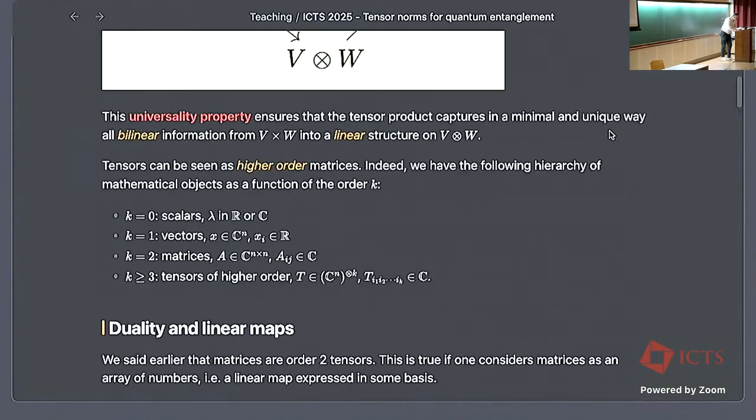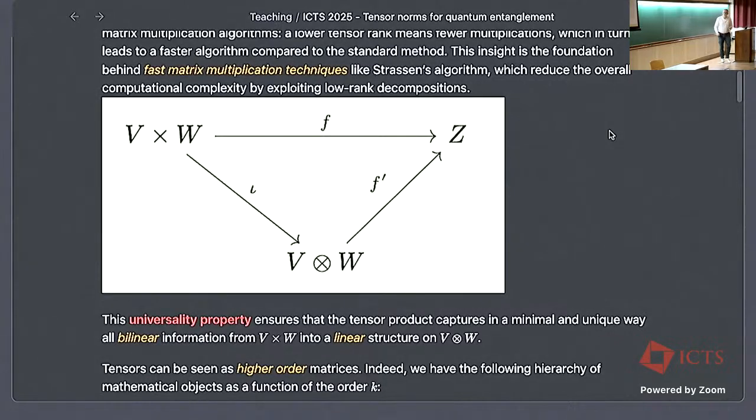Let's see. Here is the diagram. So I have this map F, which goes from V cross W to Z. It's a bilinear map. And then the tensor product is this vector space, which exists by an existence theorem, such that any map F can be factorized through this linear space via some injective map, some injection I, from V cross W to V tensor W. And then there's this linear map F prime, which goes from V tensor W to Z.